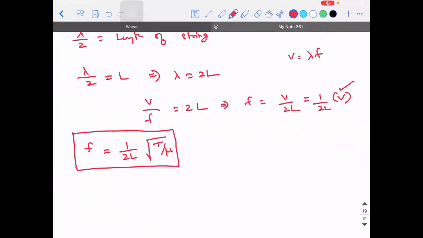Is that clear? Okay. So this is called the fundamental frequency of oscillation or fundamental frequency of vibration. So this is the basic frequency and it is represented by the symbol F1.